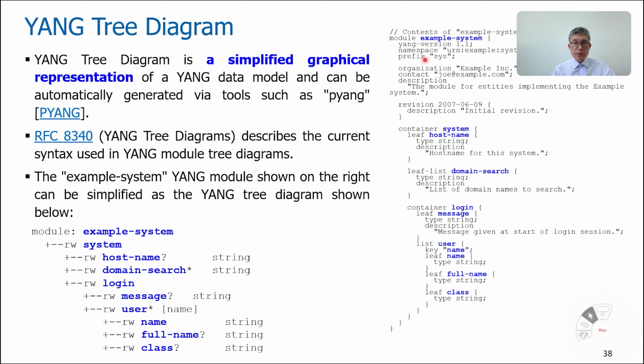So you can see the module name example-system, and then here the container system, and it includes hostname and domain-search. Okay, star indicates a list. Question mark is just a leaf node. Okay, the login. So login is another container. So leaf message with a question mark, and the user with a star. This is multiple instances. This is where we can make a list. Okay, so we make a list, the user, and then full-name and class name here.